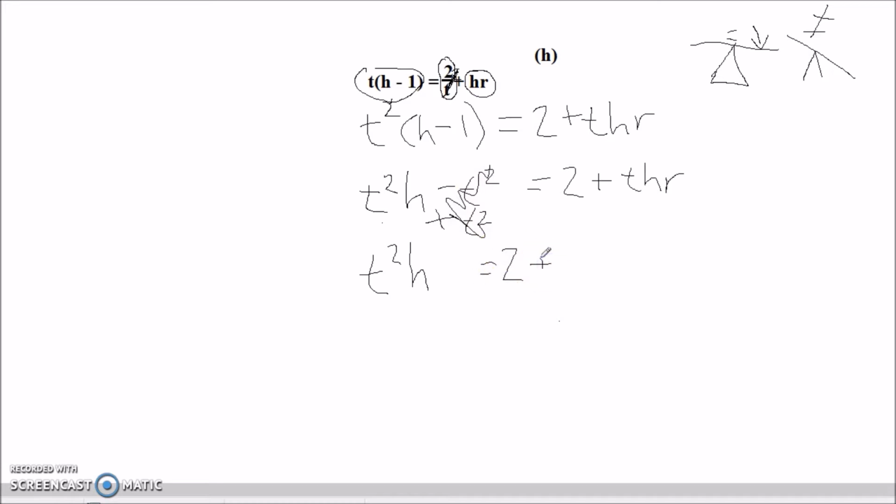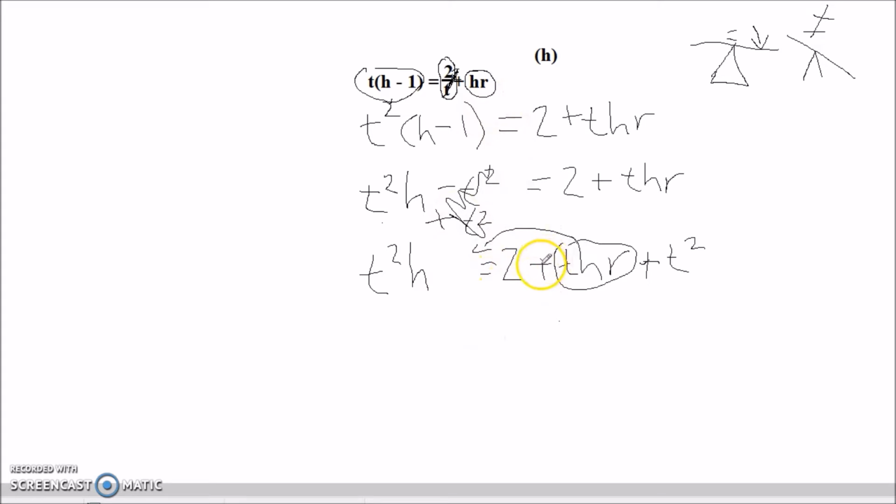And then what we end up with is that. So we've done one thing. We've managed to get rid of a term because we've decided we want all the H's over this side. We've got rid of something that didn't contain an H. Now we need to get this bad boy over here.